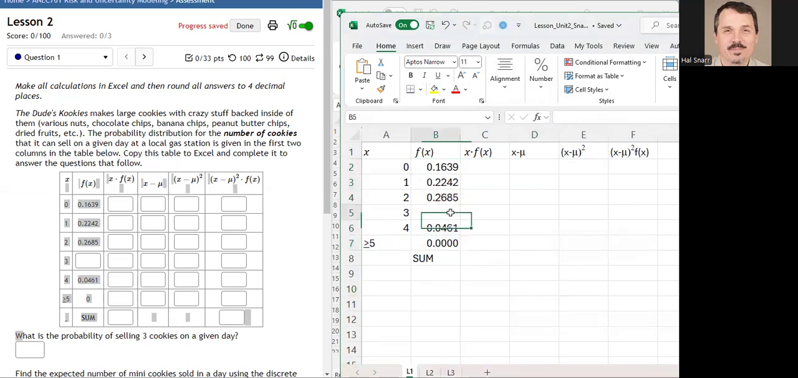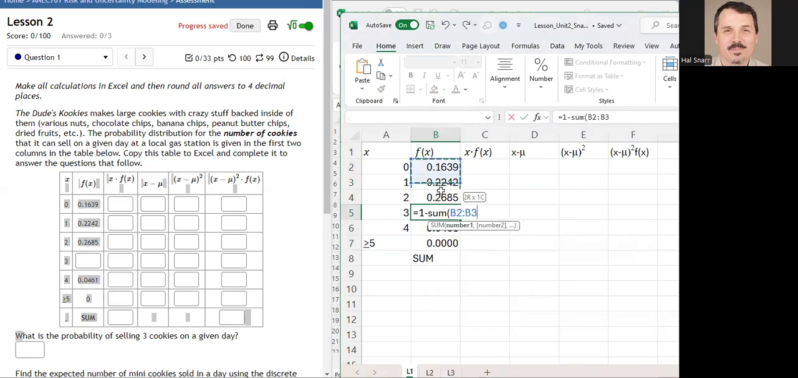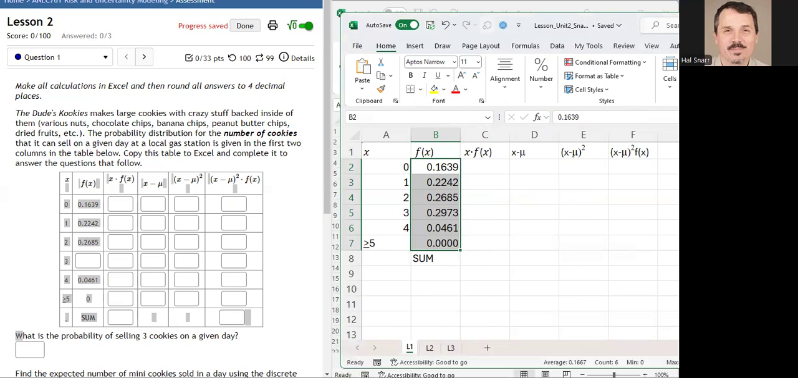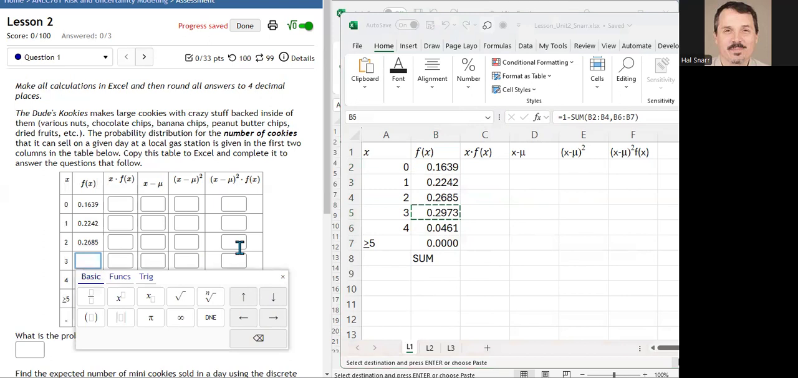So the first thing we have to do is calculate this probability. These have to sum to 1. So to calculate this probability, we do equal 1 minus the sum of what? Well, of these, comma, those two. And when we hit enter here, we get a probability of 0.2973, and now all of those probabilities sum to 1. So we can double check to make sure we got it right by plugging that in there.